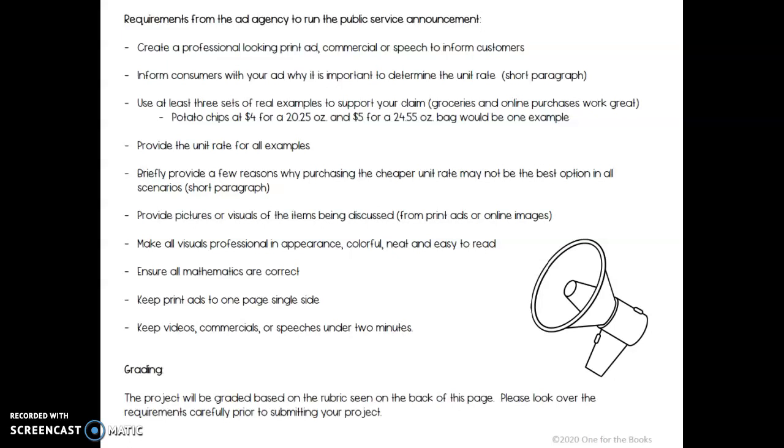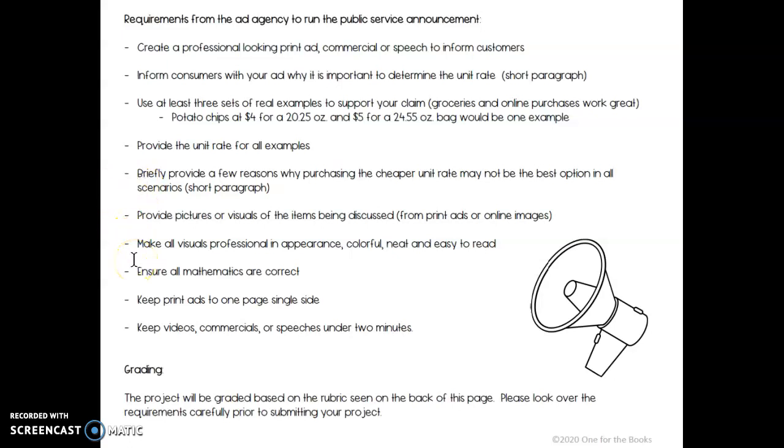Briefly, provide a few reasons why purchasing the cheaper unit rate may not be the best option in all the scenarios. You'll need a short paragraph for that right here. Provide pictures or visuals of the items being discussed. Could be from the print ads or online images. You're going to be looking at Kroger.com, Publix. All right, so we'll look at those.